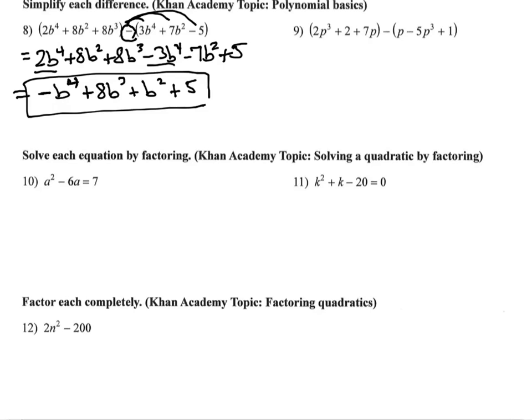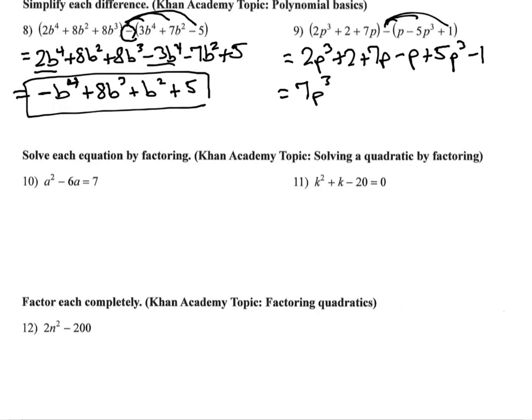Okay, number 9. Same thing, I'm going to distribute that negative first. 2p cubed plus 2 plus 7p minus p plus 5p cubed minus 1, and then again combine like terms. 2p cubed plus 5p cubed is 7p cubed. There's no p squared term. Plus 7p minus p is plus 6p. And then 2 minus 1 is plus 1.